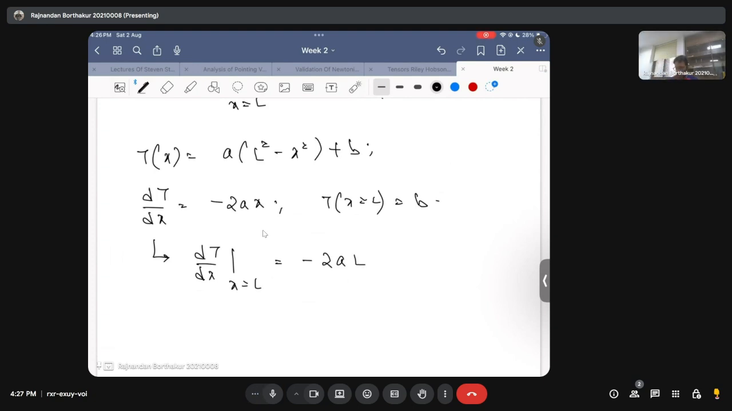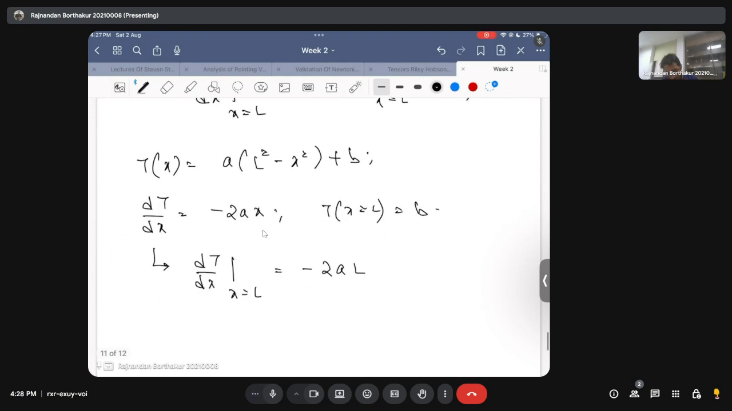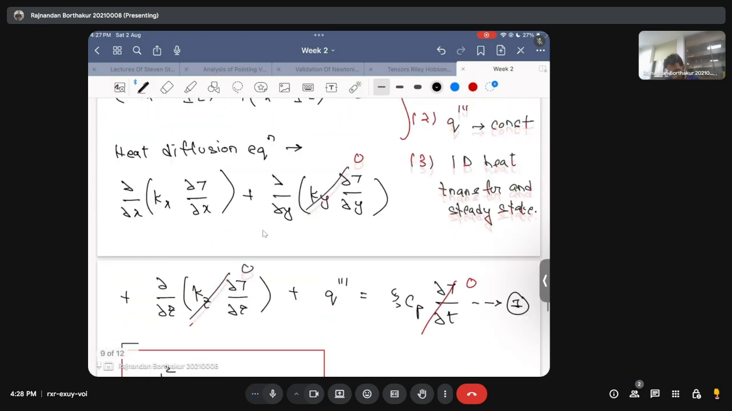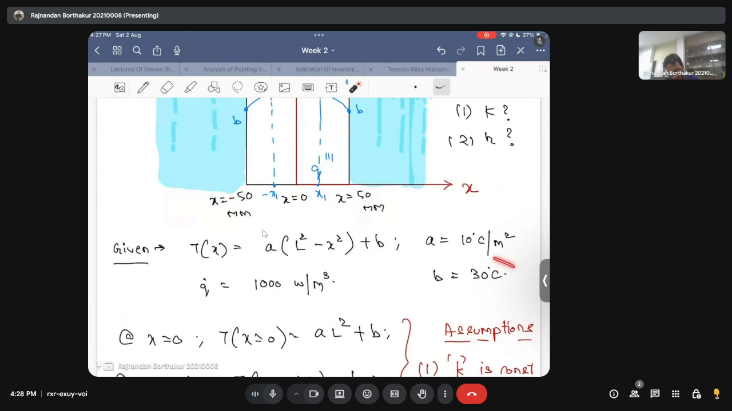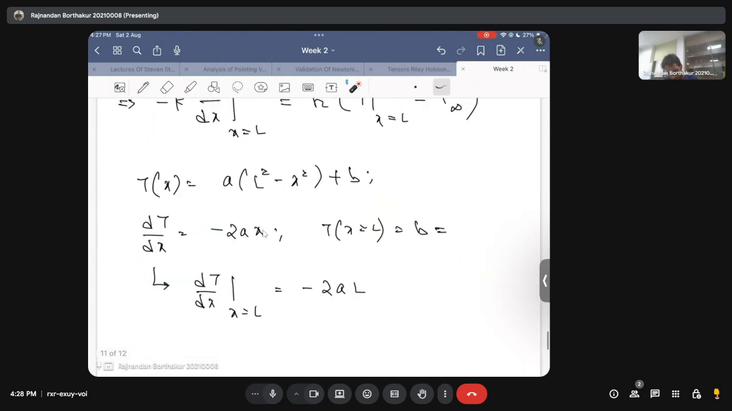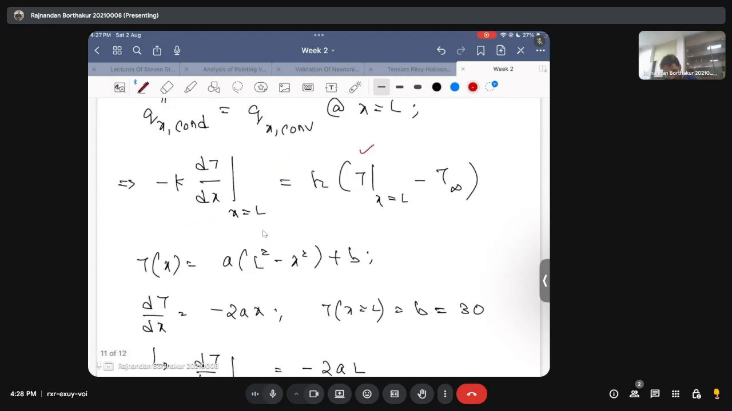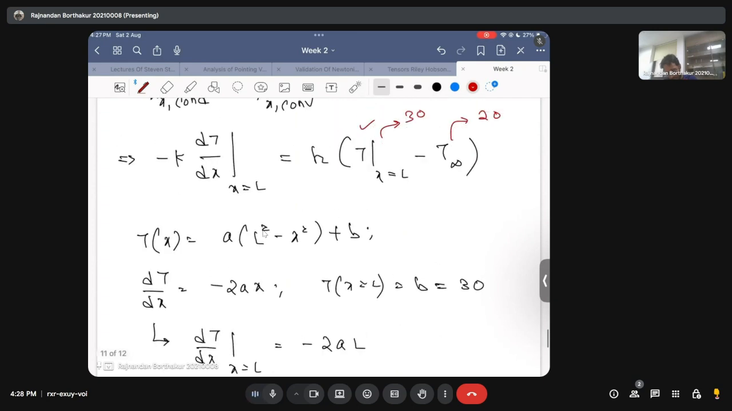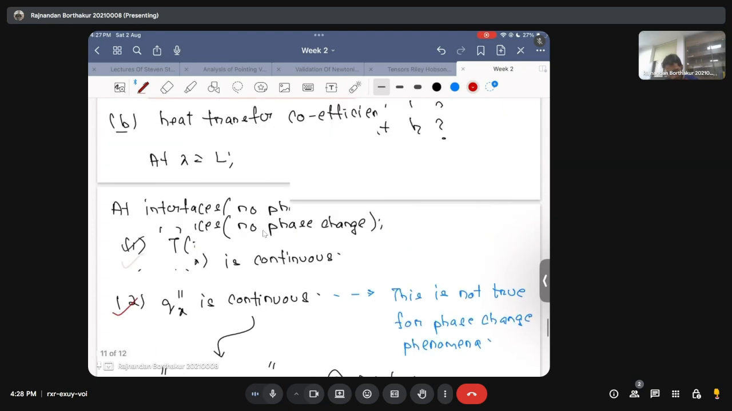Then let's just substitute. So this is just B. Sorry, let's see what B is. B is just 30, so this is your temperature at x equal to L. This is 30. T infinity is 20. And then K, the thermal conductivity, we have just now calculated. This is just 50.